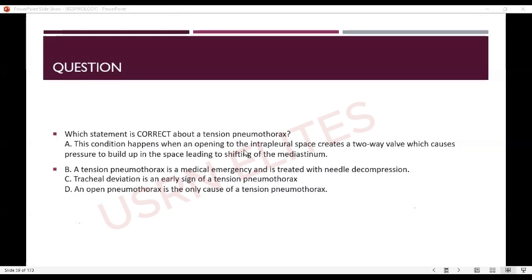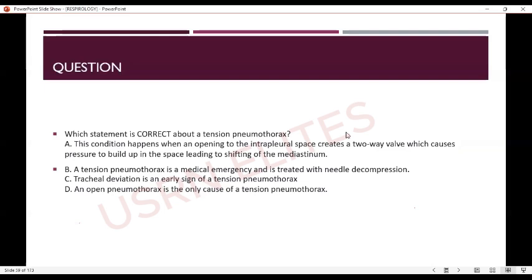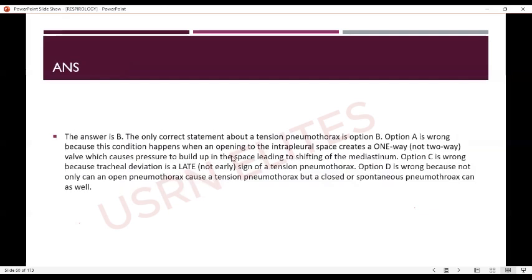So usually, in the initial phases of tension pneumothorax, saying tracheal deviation is an early sign is wrong. Sorry, it is a late sign. That was what I was trying to say. So the answer is rather B. The only correct statement about tension pneumothorax is option B.